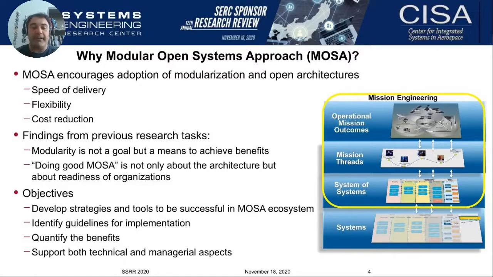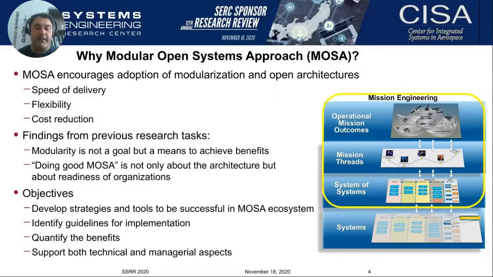In the last few years, we already had some findings from previous research tasks. The 2 main findings were that modularity is not a goal. We don't do modularity for modularity's sake. This is a means to achieve some benefits and we want to be able to measure these benefits. The second important finding is that doing good MOSA is not only about how we architect the systems, it's not only how we acquire, but also entails having readiness in our organization. Are we ready to apply MOSA principles? Are we ready to use modularity and open system architectures? And if we're not, what we should do?